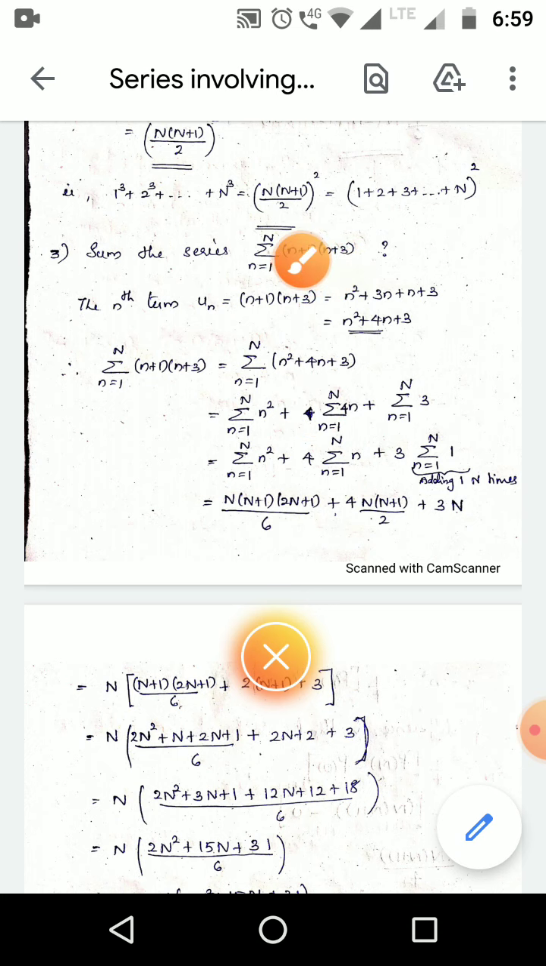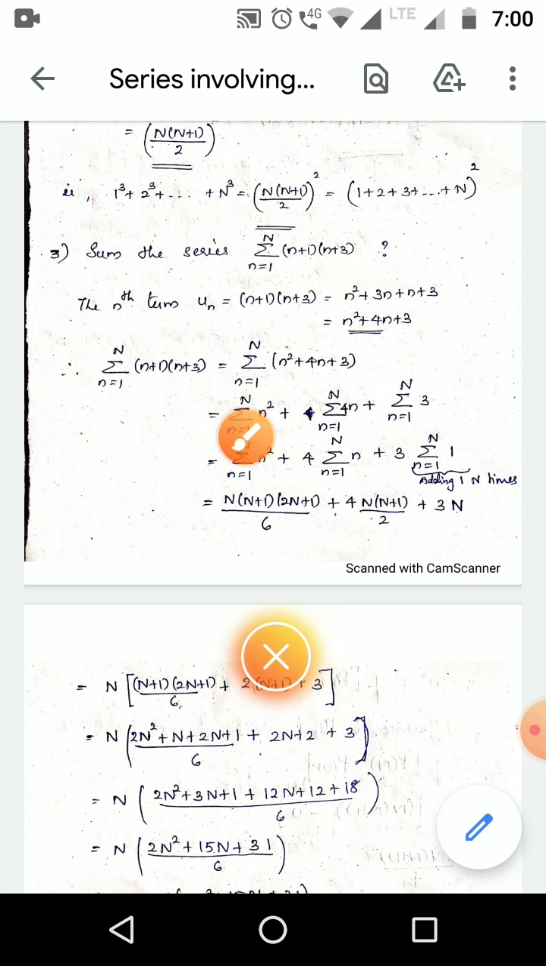In this problem, the nth term un is (n plus 1) into (n plus 3). By simplifying this, we get n square plus 4n plus 3. We have to find the sum of the series, sigma n equal to 1 to N of (n plus 1) into (n plus 3). The product we have found out, that is n square plus 4n plus 3. So replace with that and give the summation separately. With that summation, separate the terms, that means put summation to each of these terms.